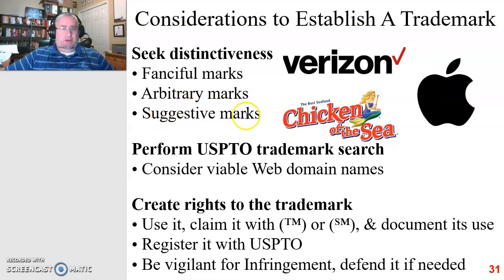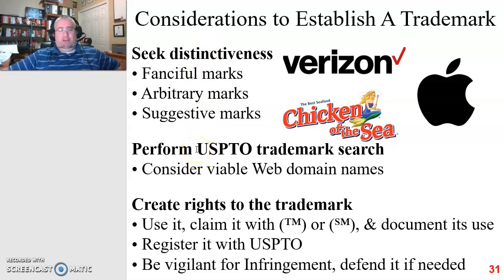And then the final one, of course, is suggestive marks. And we've got another example here, which is Chicken of the Sea, right? So Chicken of the Sea is basically a seafood company, right? But very clearly there aren't chickens floating around in the sea. And so this implies, yes, chicken is a kind of food, and food that comes from the sea, but ultimately Chicken of the Sea is suggestive, but not to the point of being descriptive, right? Because there is no such thing as a chicken of the sea. So those are the types of marks that we want to go for in terms of seeking distinctiveness.